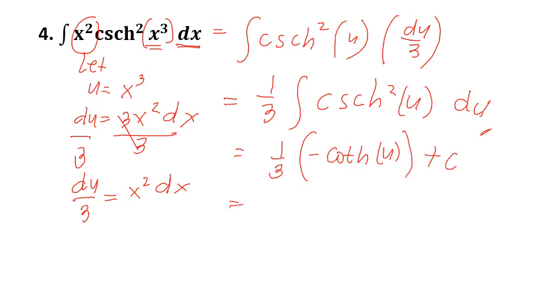So this is not yet the final answer because our values are in terms of x. So we need to go back to the original variable. So I will factor out the negative symbol. So this is equal to negative 1/3 times hyperbolic cotangent of u, which is x cubed. So I will have x cubed plus c. So this is now our final answer.